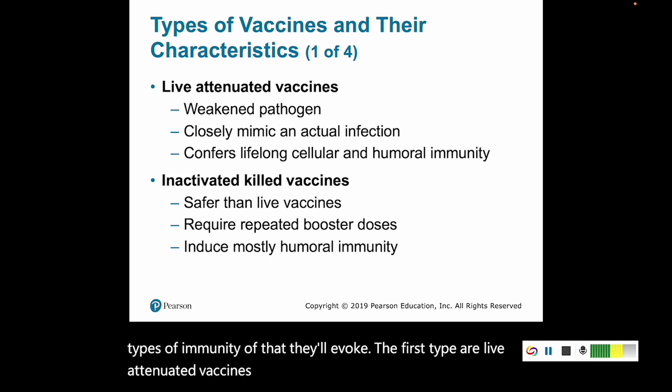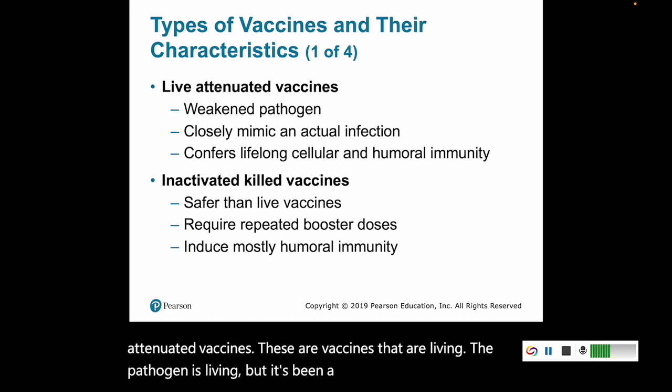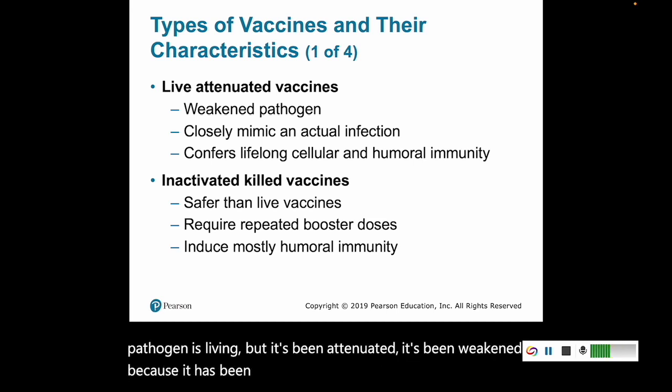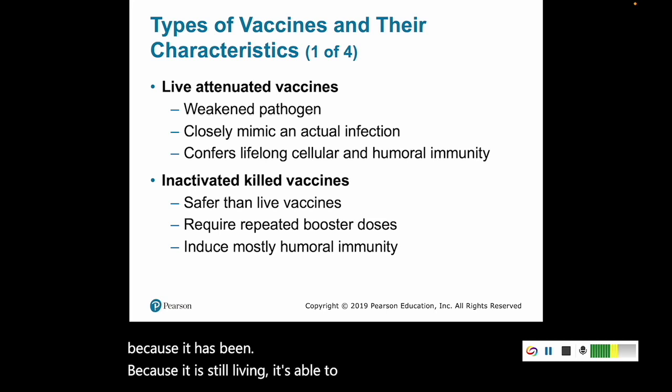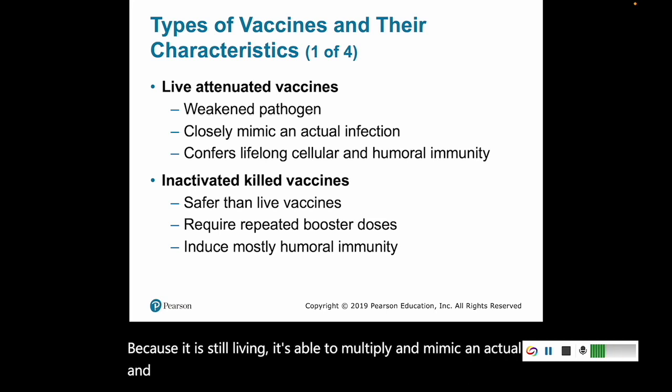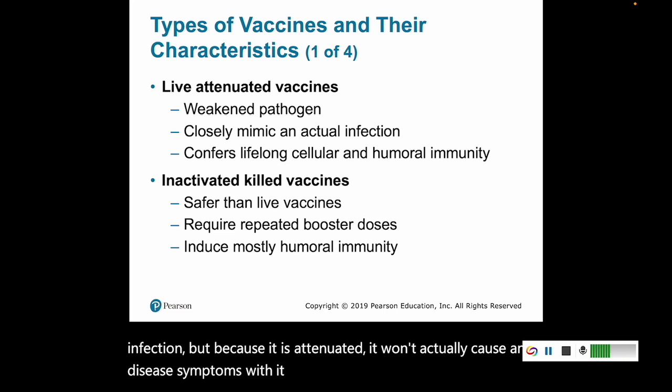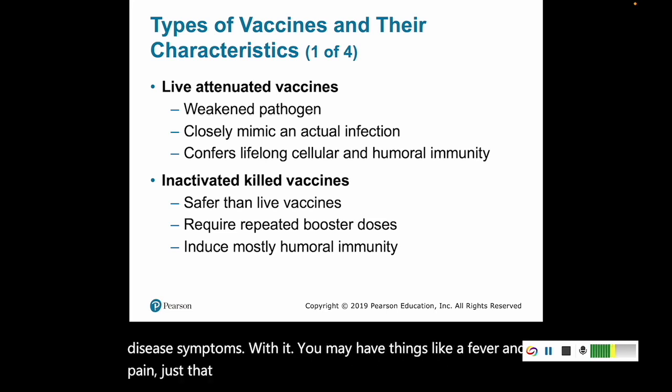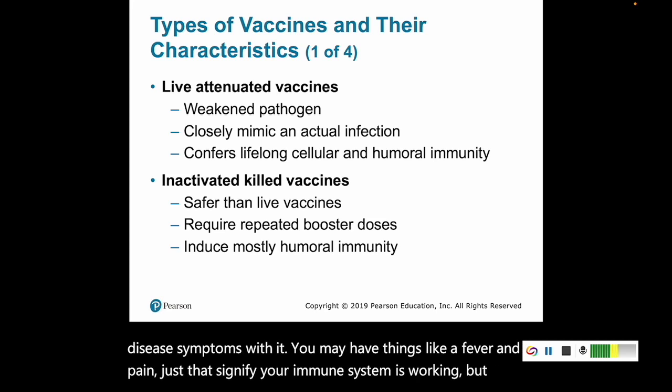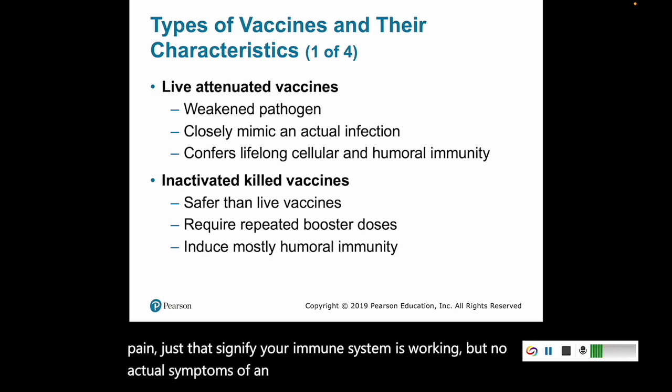These are vaccines that are living, the pathogen is living, but it's been attenuated, it's been weakened. So because it is still living, it's able to multiply and mimic an actual infection, but because it is attenuated, it won't actually cause any disease symptoms. You may have things like a fever and pain that signify your immune system is working, but no actual symptoms of an actual disease.